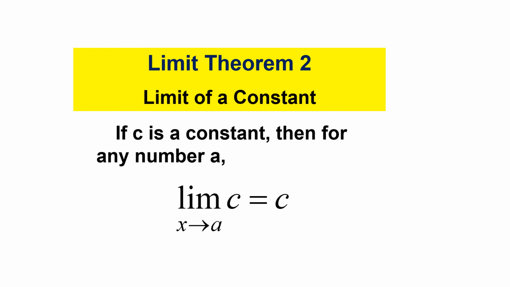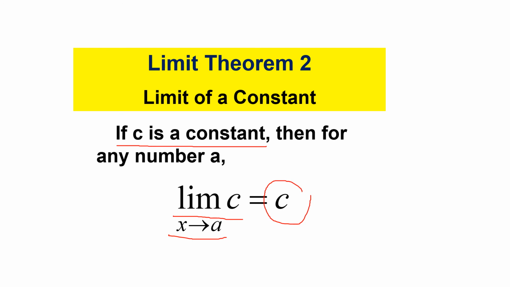For limit theorem 2, limit of a constant. If c is a constant, then for any number a, the limit of c when x approaches a is equal to c. Why is that? There is no varying of this x approaches a. If c is a constant, meaning to say there is no involvement of a variable x here.